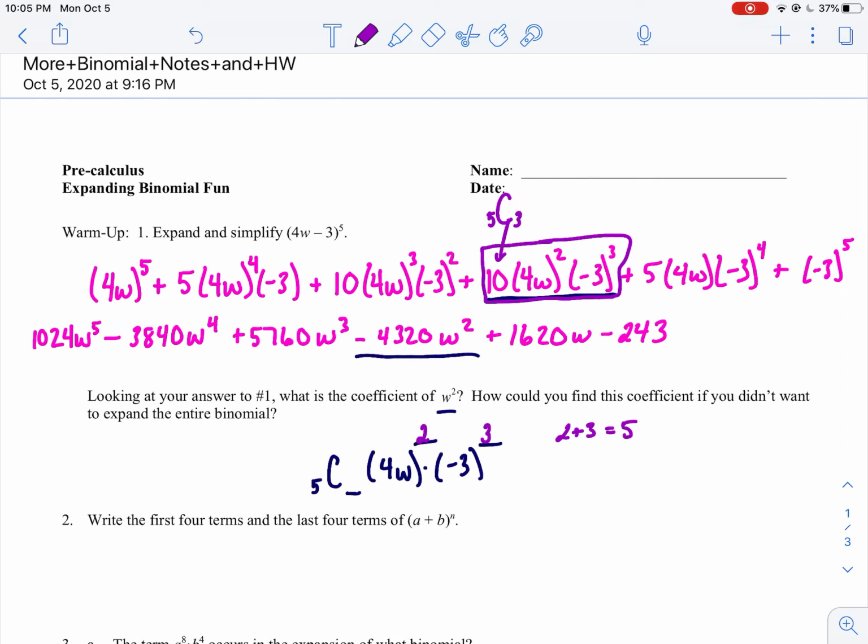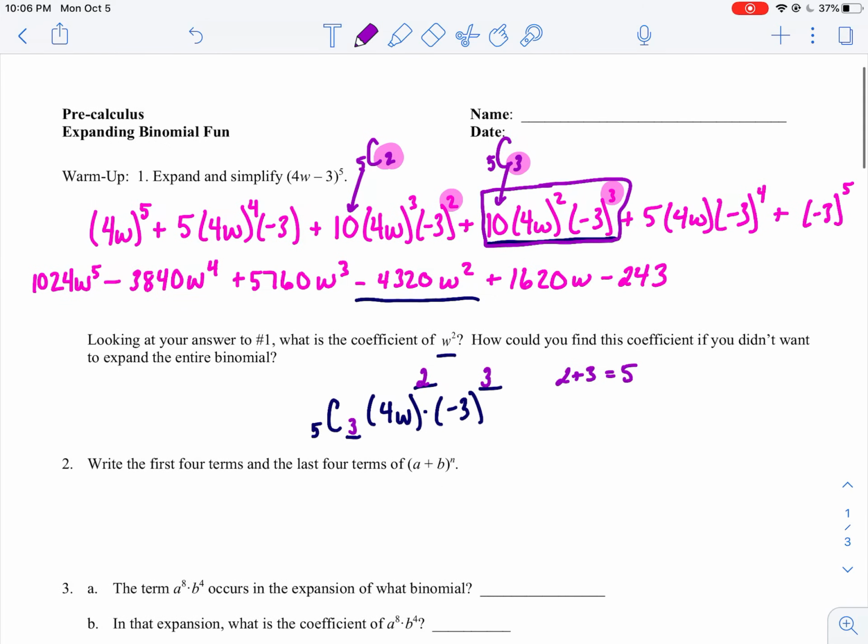And then one other little thing to notice is that this 10 here is 5 choose 3. Right? This 10 was 5 choose 2. So what you can notice is that whatever this number is, right here, matches that second power. So notice that the 3 matches the 3. Right? So what we now know is that I can fill that in right there. So I can very quickly get to that particular term.